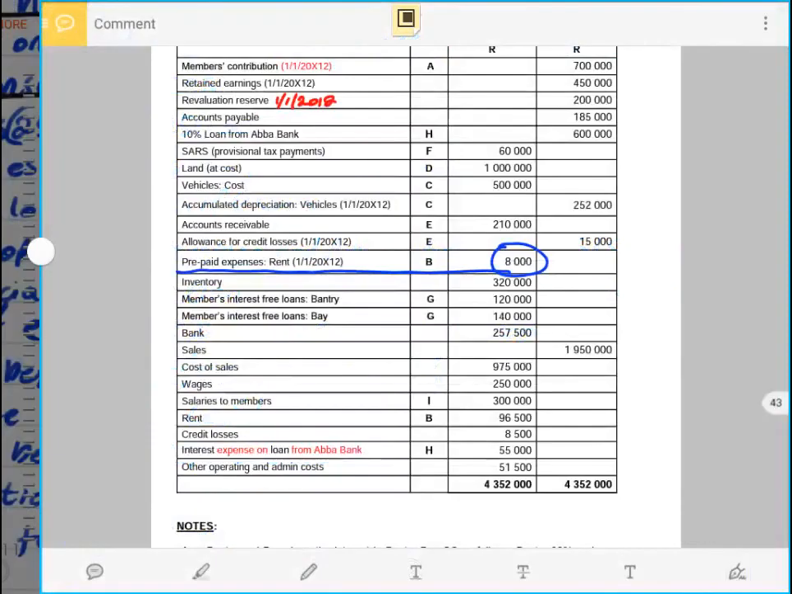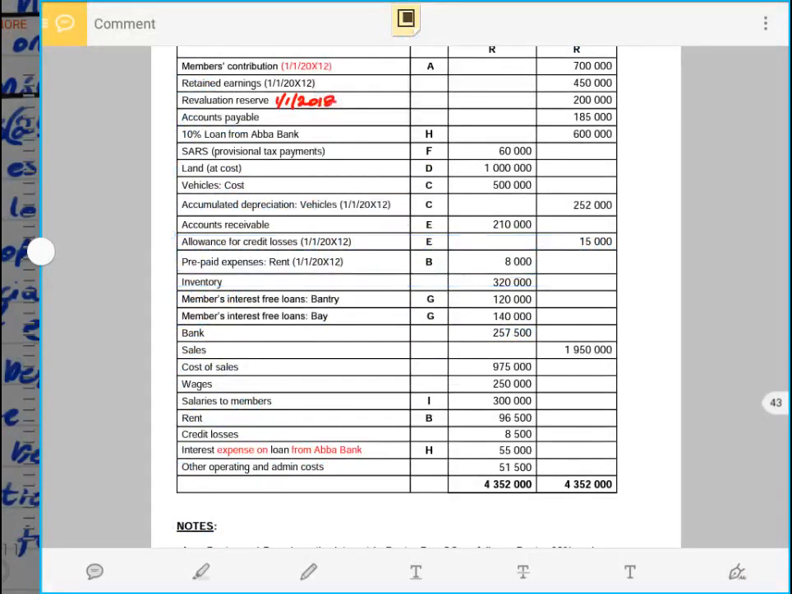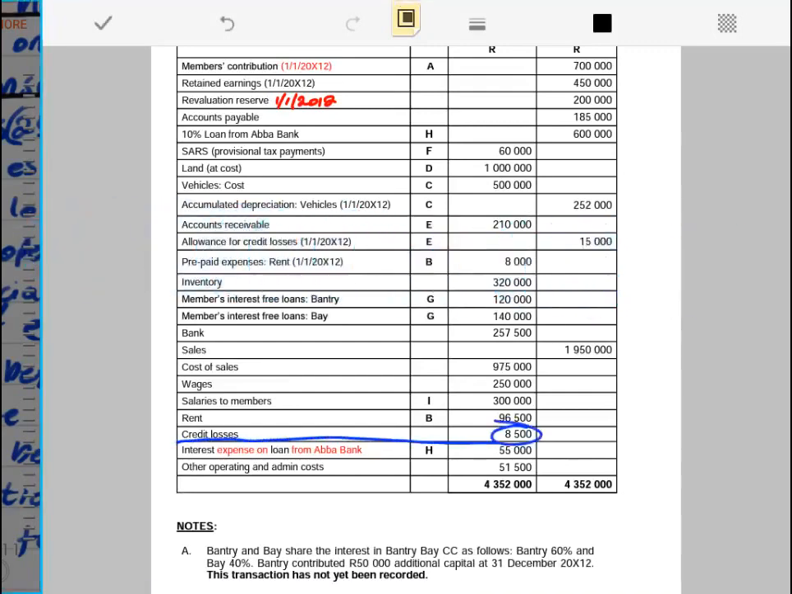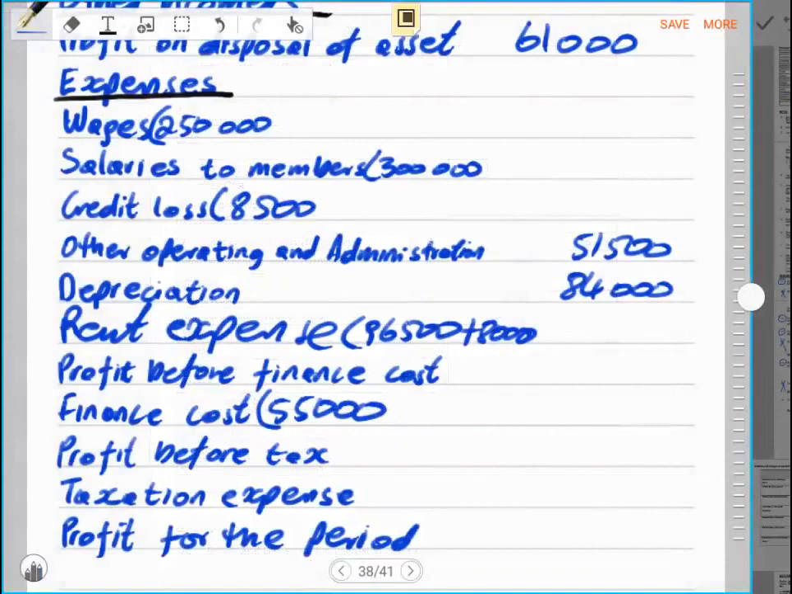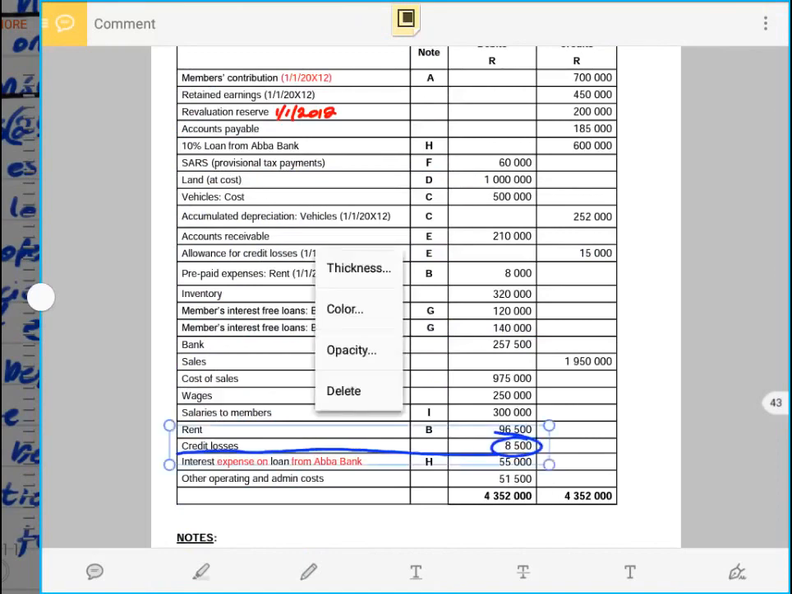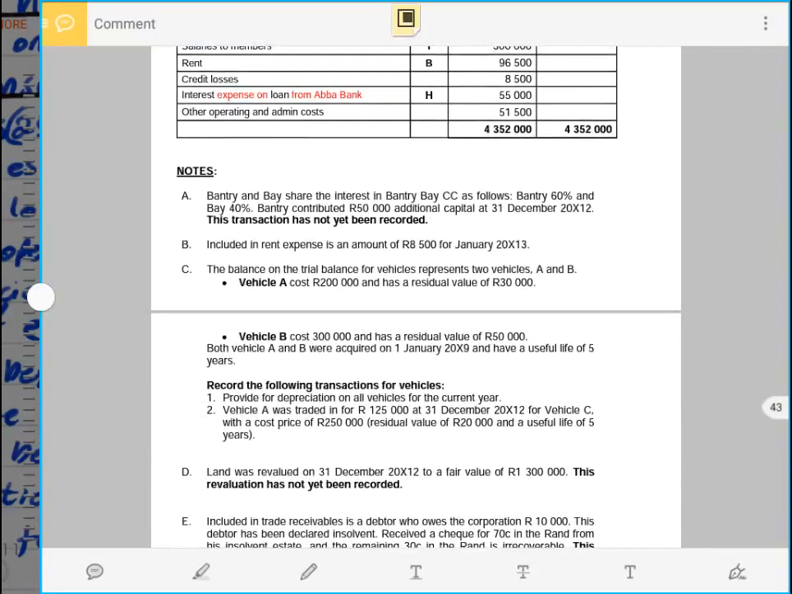There was no other expense that was there in the beginning of the year as prepaid or accrued. Then now we check, we have credit loss 8,500. We have accounted for that, just to confirm. Okay, credit loss has been accounted for, 8,500 rands. So now let me go to my adjustments, and I will record my adjustments as I see them.